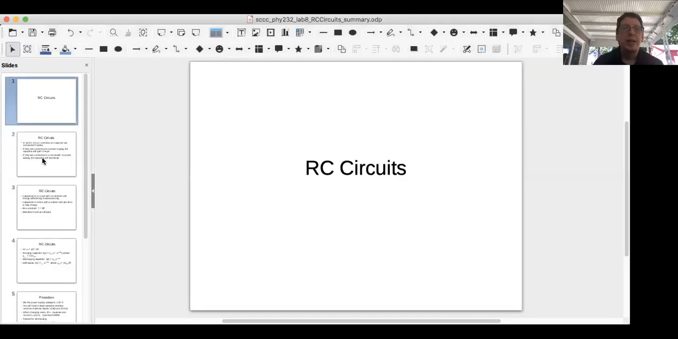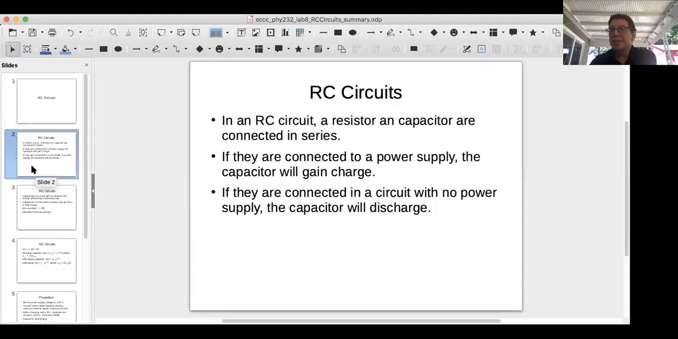In theory, it's equal to the product of resistance times capacitance, but you can also measure that time constant as well, and that's what we're going to be doing in this particular experiment. So, just talk a little bit about what an RC circuit is first. It's a resistor and a capacitor connected in series.